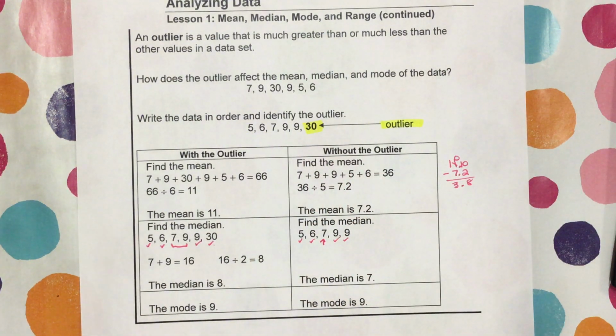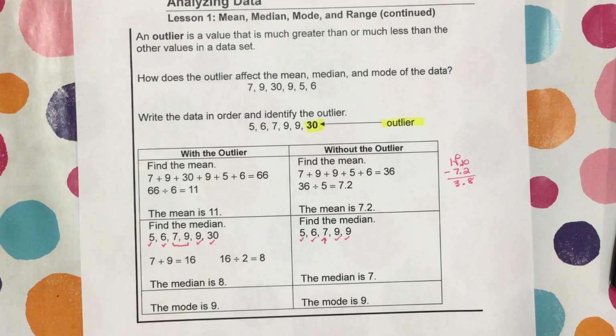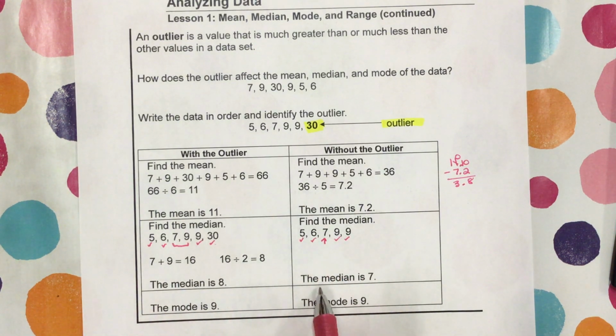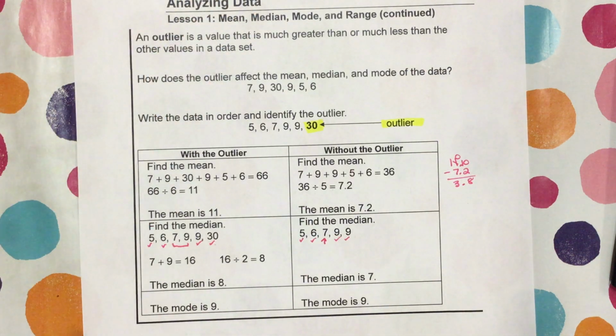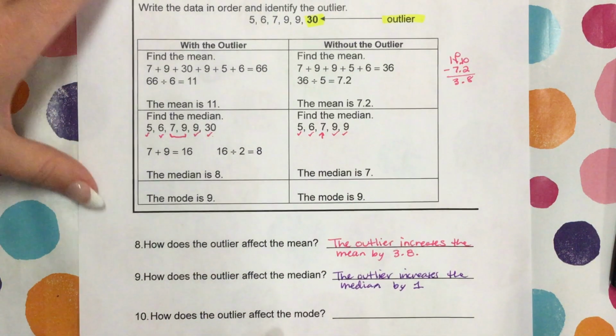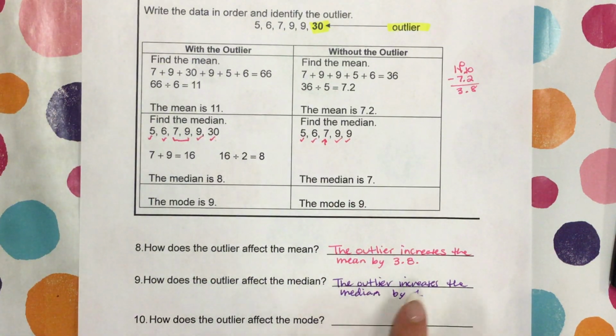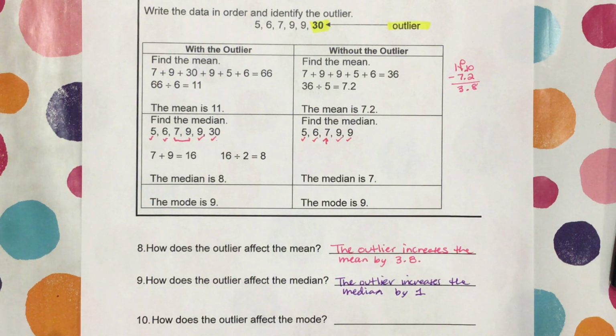Okay, so let's go on to problem 9. It says, how does the outlier affect the median? So here with the outlier, the median is 8. And without the outlier, the median is 7. So what that means is the outlier increases the median by 1. Okay? The outlier increases the median by 1.